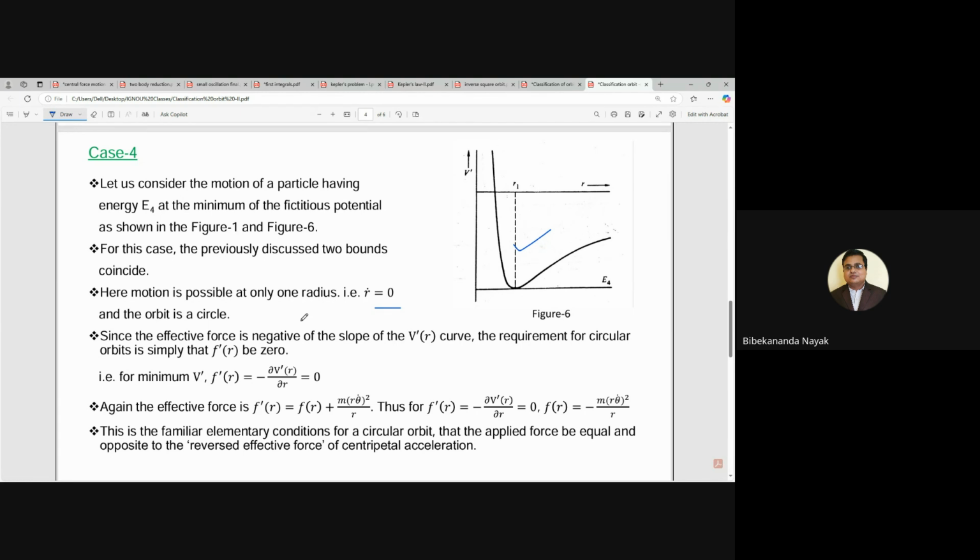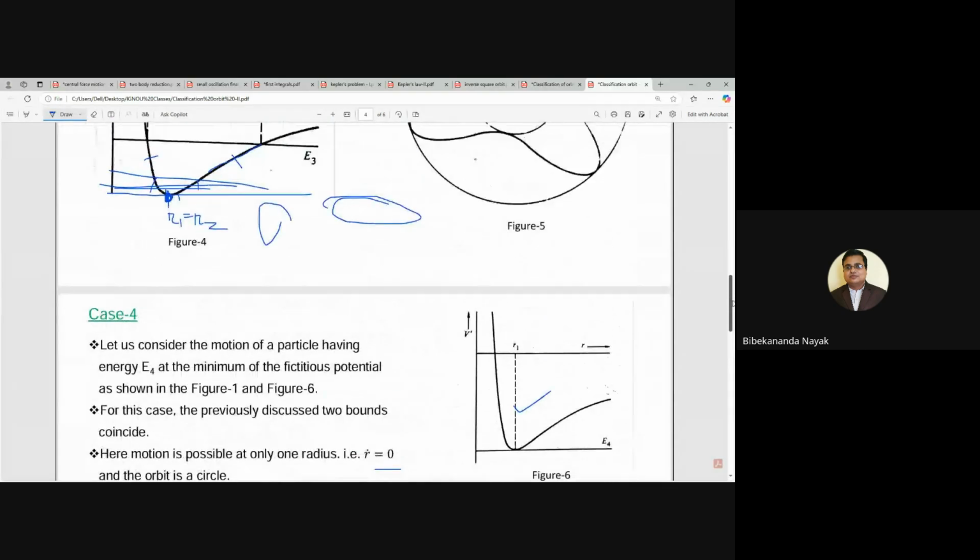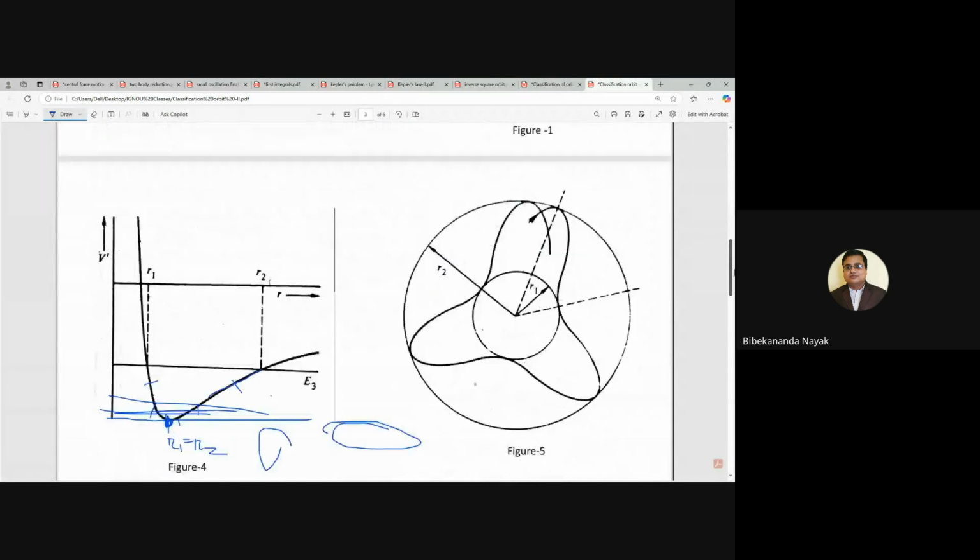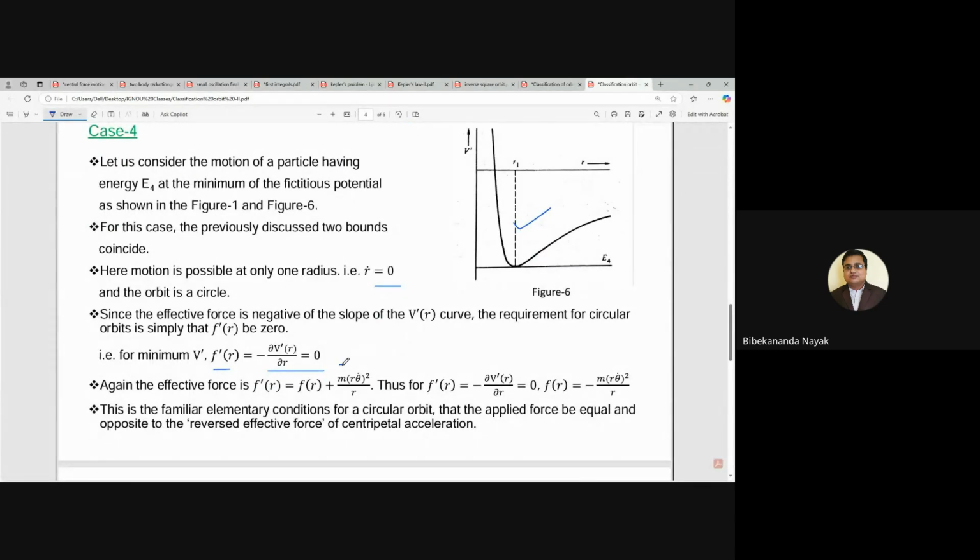What is that condition? For minimum, actually we calculate this. We know that f prime r is equal to del V r by del r. This becomes 0 at that point. For a circular orbit, f prime r is 0. So f prime r 0 means f(r) plus m r theta dot square by r 0, or f(r) value is minus m r theta dot square, m v square by r for circular motion. The magnitude of f(r) is equal to minus m r theta dot square by r.